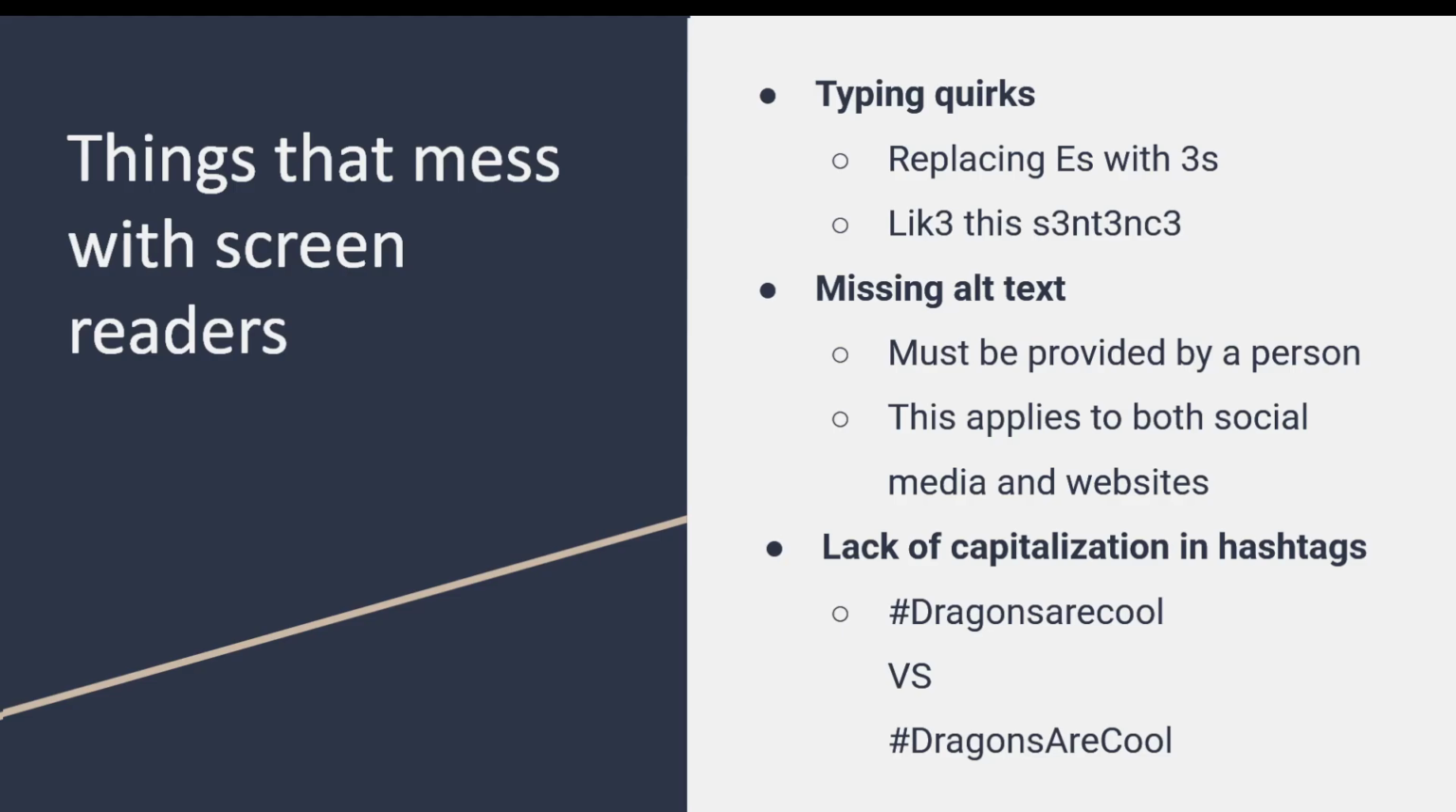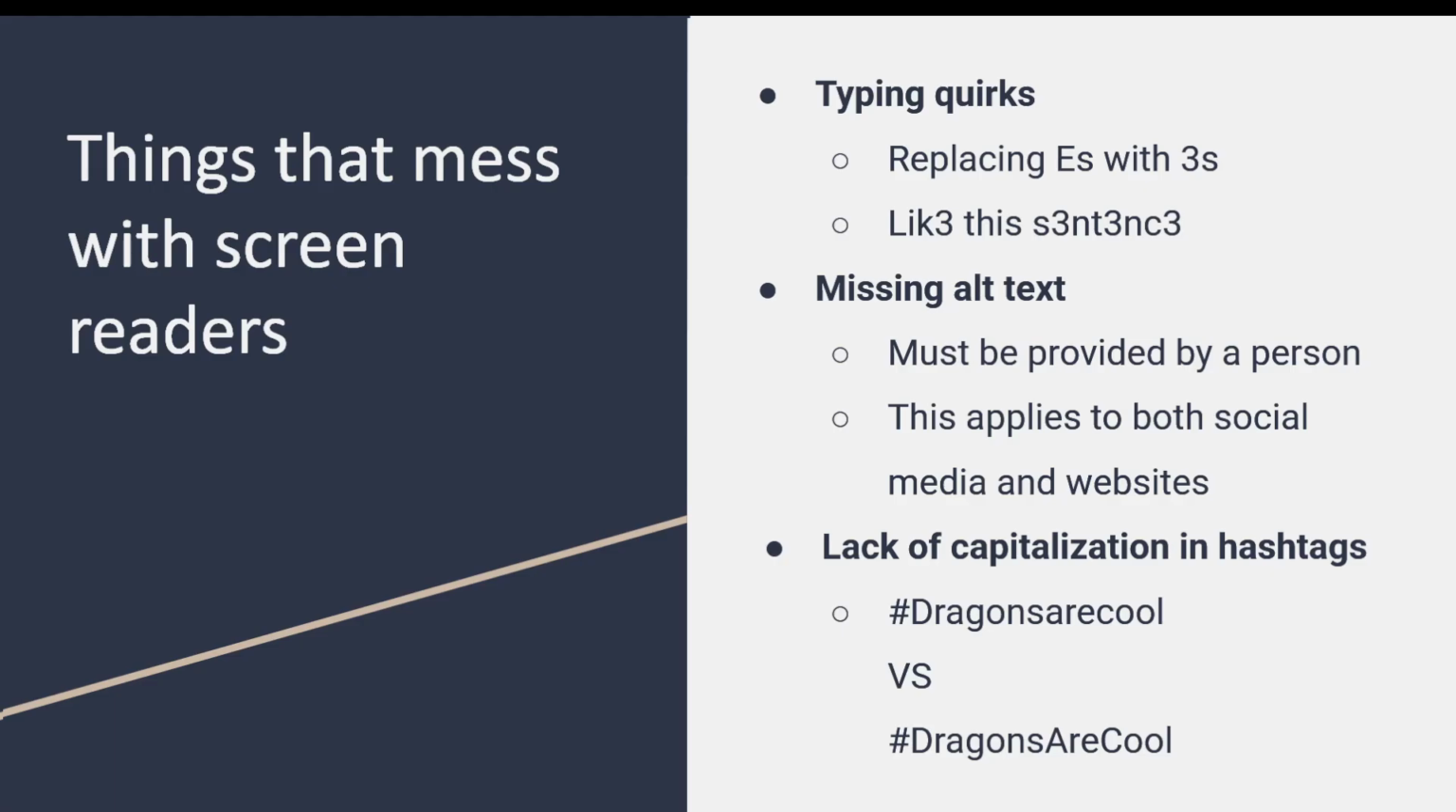First one is typing quirks. An example is replacing the E's with threes. We'll go more in depth on this point in a moment, but the addition of numbers and random capitalization confuses screen readers and the results are often gibberish. Missing alt text. Remember the example of the image from the last slide? The screen reader didn't invent that text. It had to be added by someone. If it's not added, then the screen reader has nothing to tell the user. We'll go much more in depth on how to write and add alt text later on.